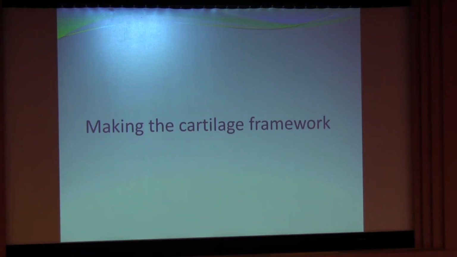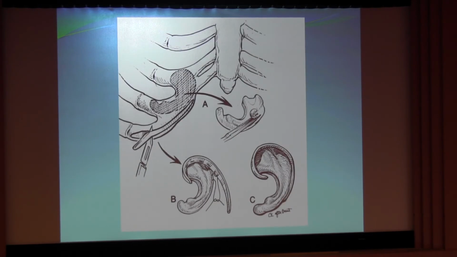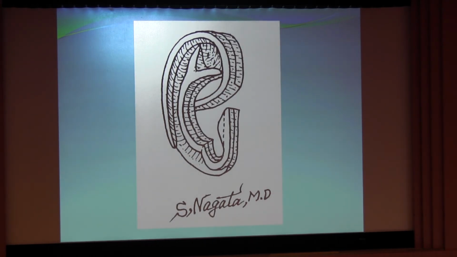So, making the cartilage framework. It would be nice if we could do this, and maybe in the future with a 3D printer we can do it. Carving the cartilage is an art, you've got to work at it. Nagata's technique is a little different than Bert Brent's, but you still have to get the framework, and adding the little piece here gives you a little more vertical height, which is very important in the detailing. And then Nagata's work with the extra piece laid here, and then the trays.